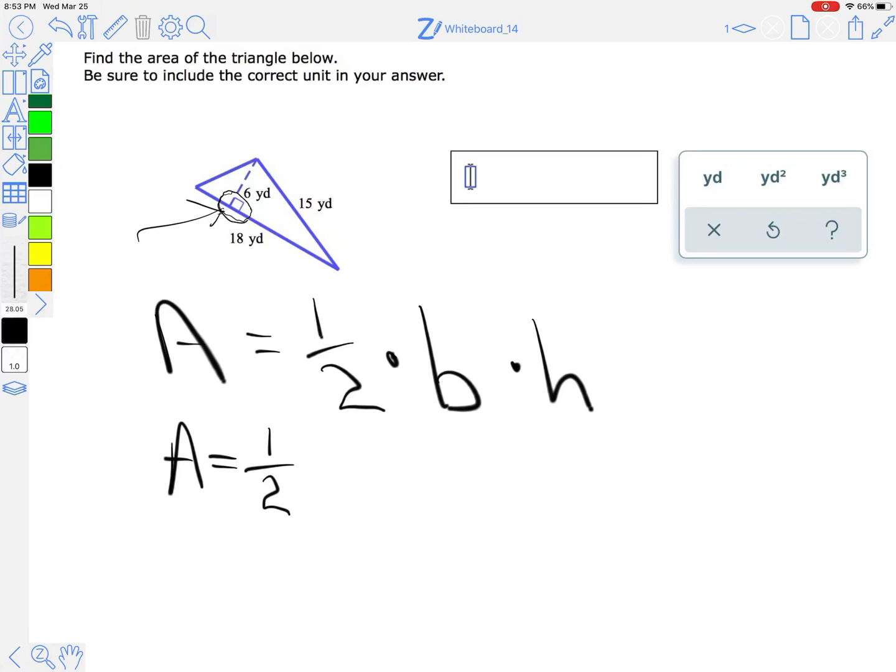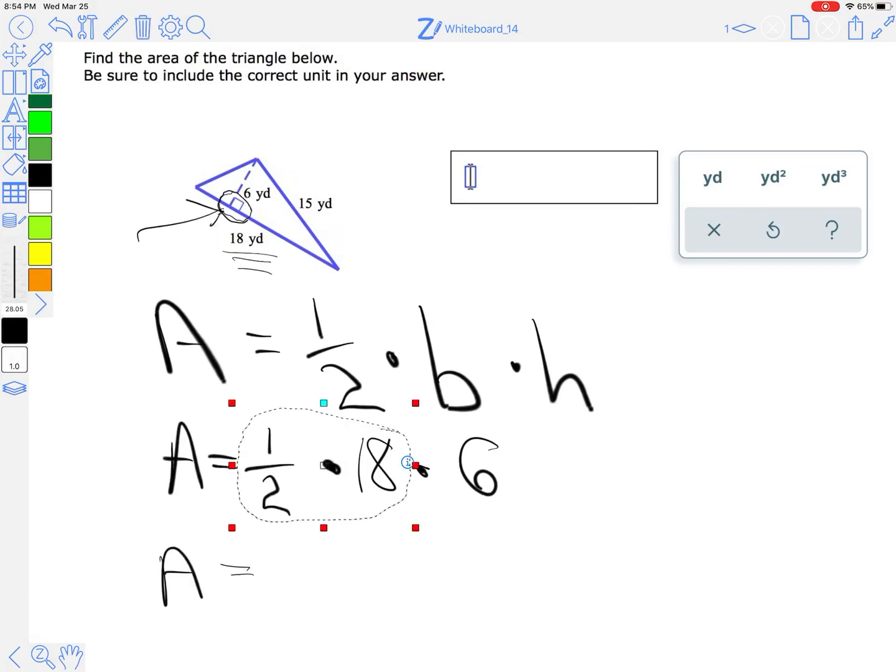So I found the 90-degree angle. That means that dotted line is the height. Okay, so I know that my height is 6, and the base, again, is the side that the 90-degree angle touches, which is that side right there, 18. Now we can use a calculator. We might not need to for this. Half of 18, I think we all know what half of 18 is. Half of 18 is 9. And then 9 times 6 gives us 54.